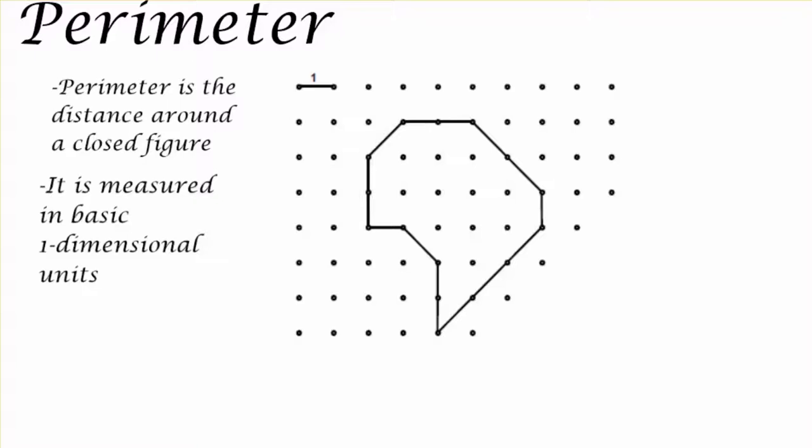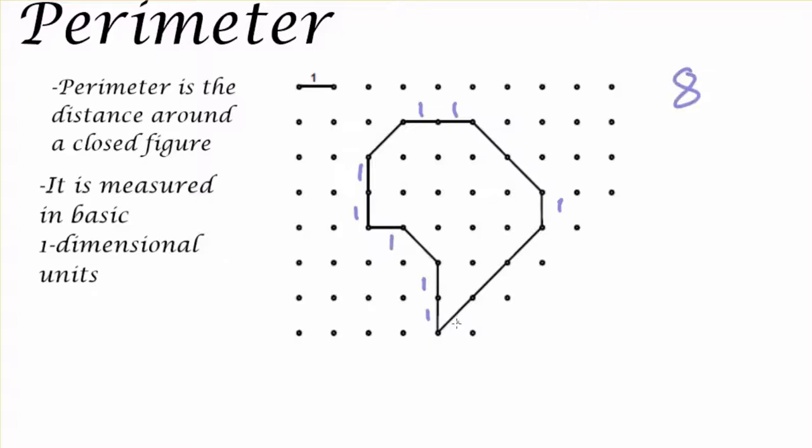So we're going to take a look at a figure that's on a one-unit grid. As I try to find the perimeter, I know that essentially all the vertical and horizontal parts of this figure will all simply be 1. So if I'm able to count all those up, I know that that portion of my figure is 8.